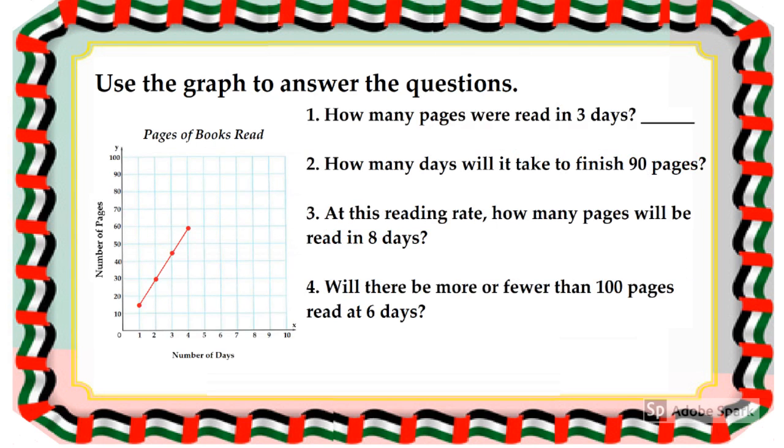Again, let us use this graph to answer the questions. The title of the graph is Pages of Books Read. The y-coordinate is the number of pages. The x-coordinate is the number of days. So, how many pages were read in 3 days? You can see from the graph that 45 pages were read in 3 days.